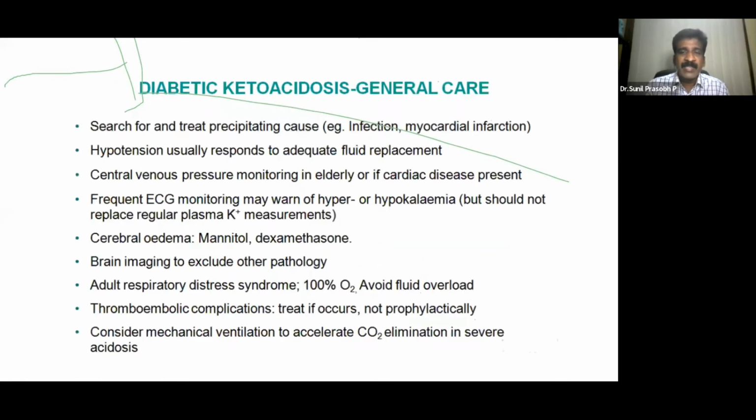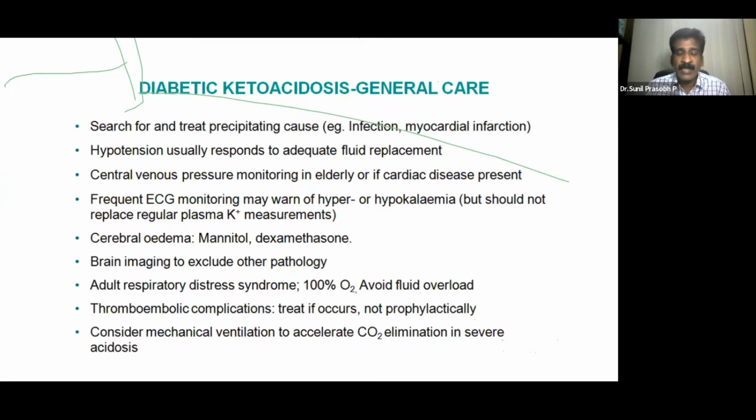So what is the general care that we should always look at when we are treating diabetic ketoacidosis? Always look for the precipitating cause. I have already told you the infection, the myocardial infarction, all these things we should address. If there is hypotension, it usually responds to adequate fluid replacement. If the patient is a cardiac patient, you can better have central venous pressure monitoring. An ECG before giving potassium, to document hyperkalemia and hypokalemia, is a very, very important tool.